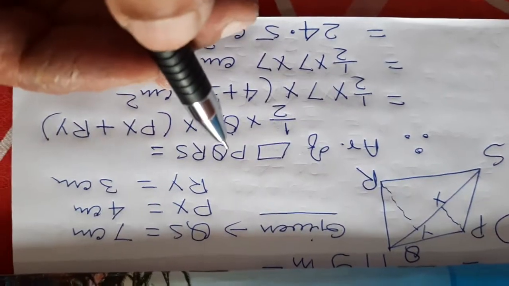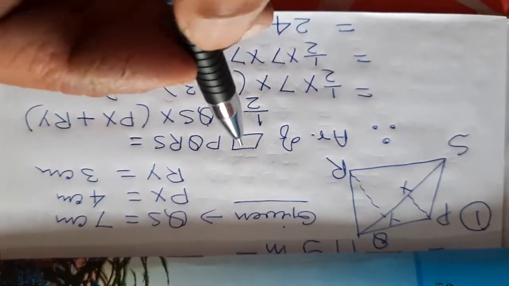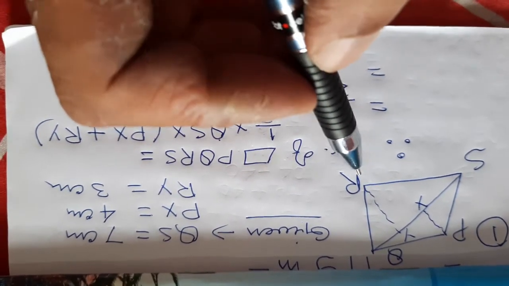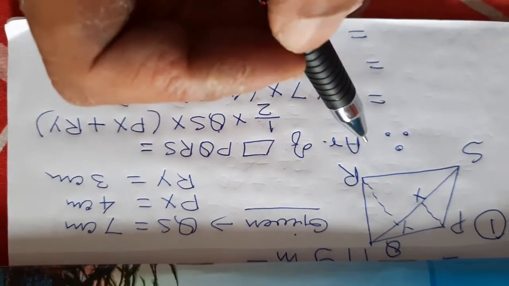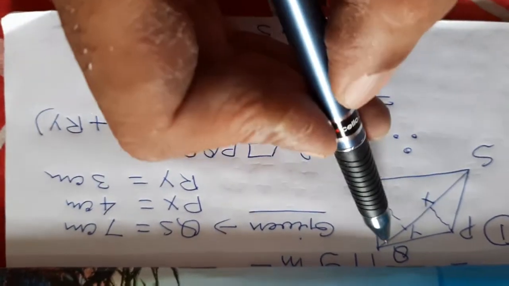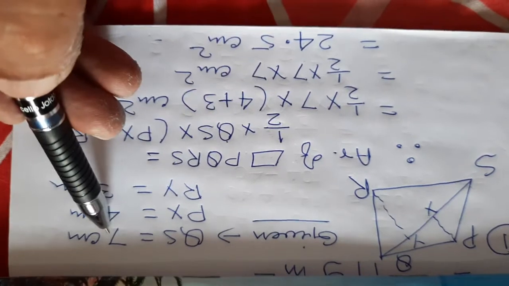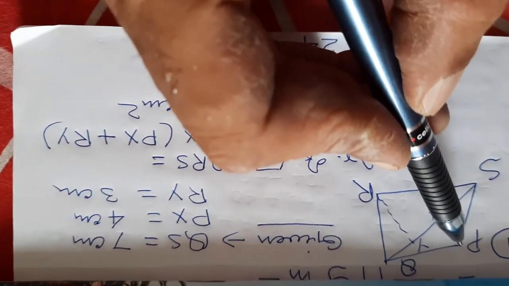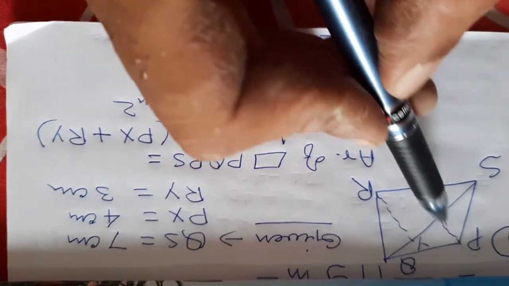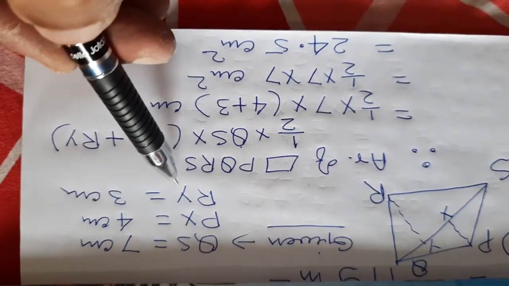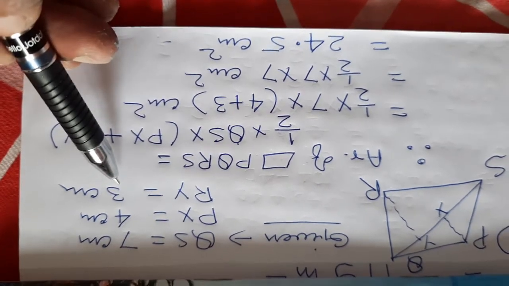Worksheet 2, question number 1. Find the area of the quadrilateral PQRS. Here given QS is 7 cm, and the altitudes from its opposite vertices are PX and RY, PX 4 cm and RY 3 cm.